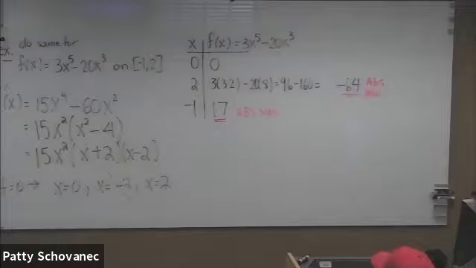Next one. Find f of theta to be the square root of 3 times theta minus 2 times the cosine of theta. Give me the absolute max and min on the interval from 0 to 2 pi.